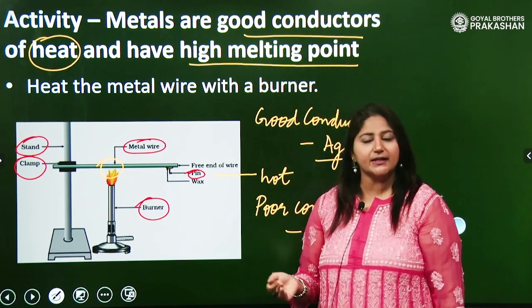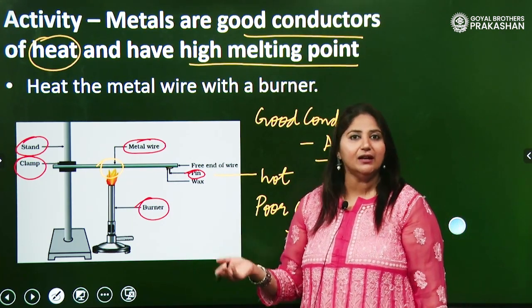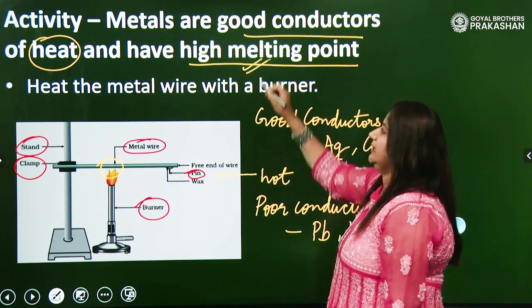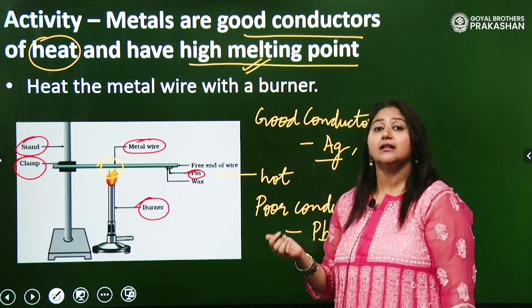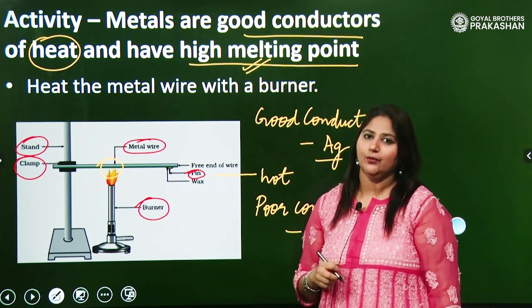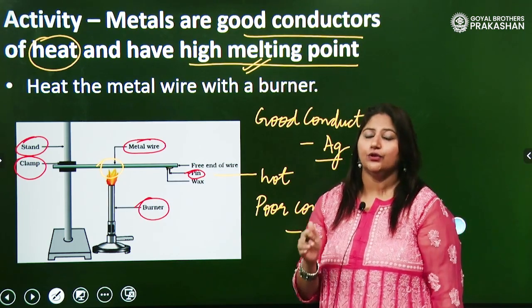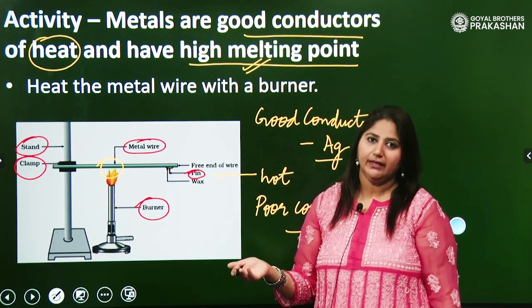Now, you will be surprised to know that we do have exceptions here also. What are the exceptions? All the metals have a high melting point, but there are exceptions. The soft metals have a low melting point, below 100 degrees Celsius. So, sodium and potassium do have low melting points.